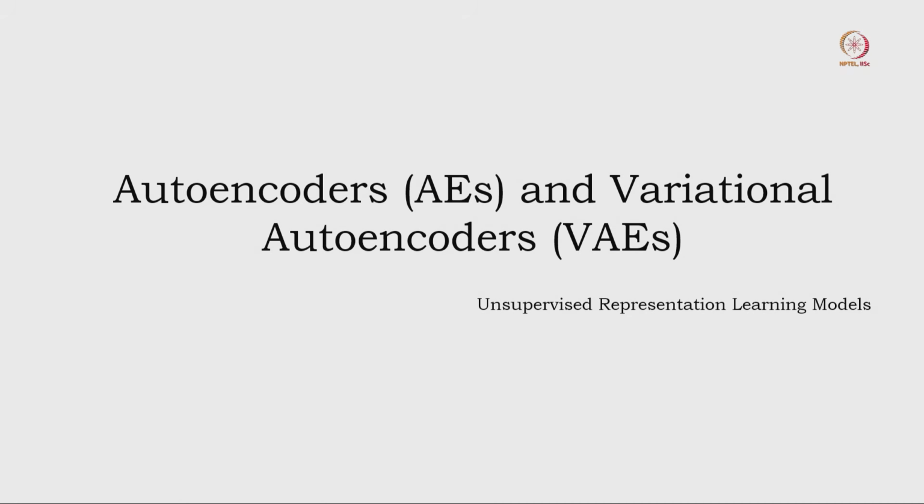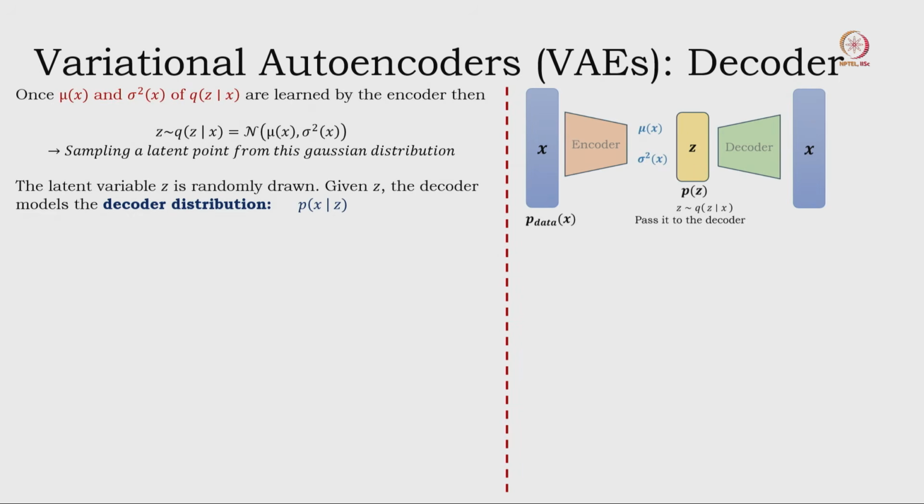In the previous session, we had seen the encoder part of the variational autoencoder, and today we will look into the decoder part. In the previous session, we have seen the working mechanism up till this part. Now, today we will continue with the remaining.